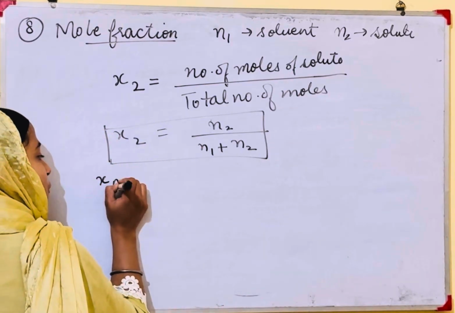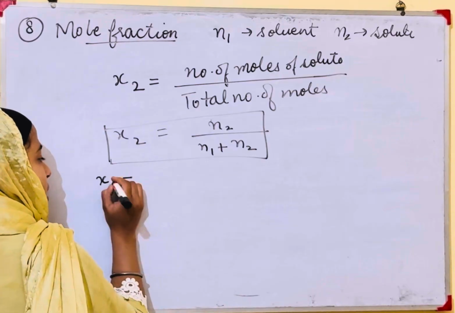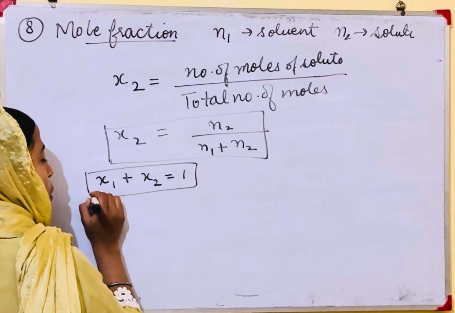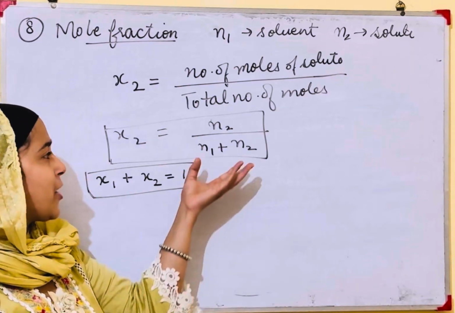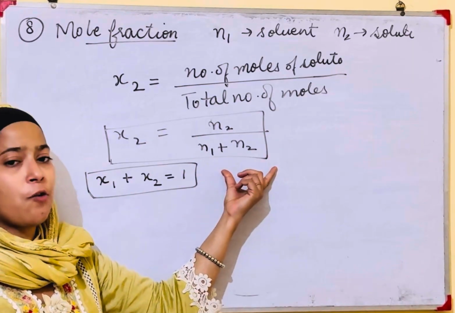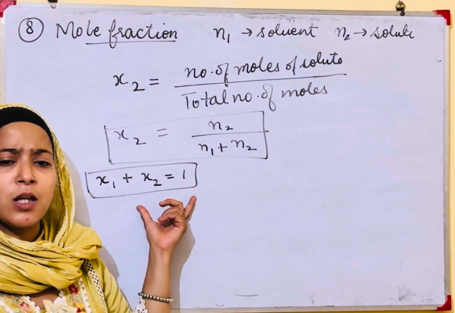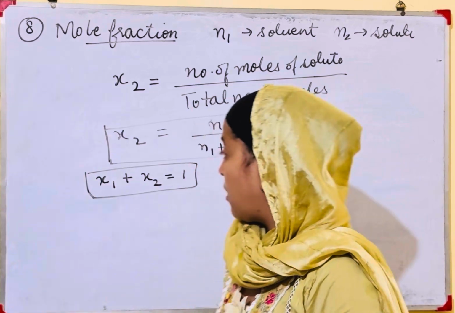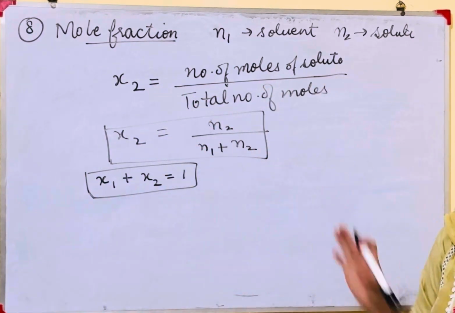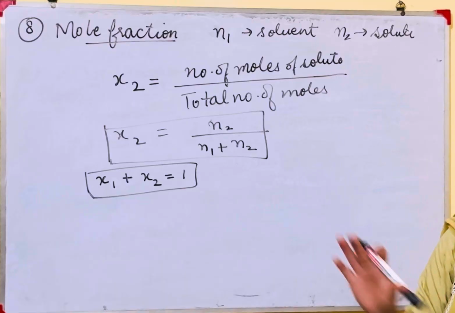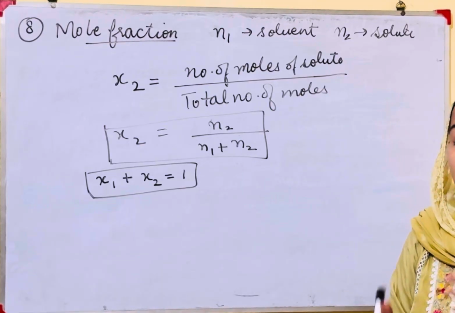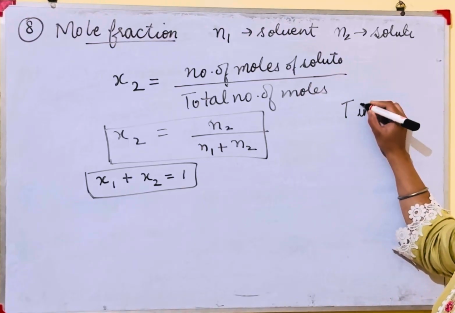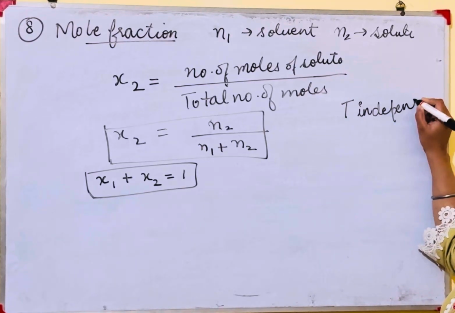Another thing, the mole fraction of both the components, X1 plus X2, will always be equal to 1. So if we calculate the mole fraction of one component using this formula, we can calculate the mole fraction of another component. As mole fraction depends only on the number of moles, and number of moles depends on mass, it is independent of temperature. So this property is also temperature independent.